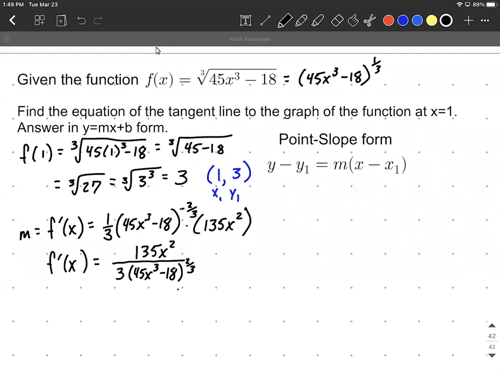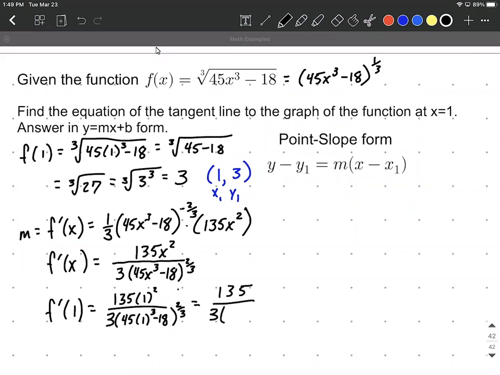Now we need to evaluate this derivative at an x value of 1. So f prime of 1 is going to be 135 times 1 squared all over 3 times 45 times 1 cubed minus 18 raised to the 2/3 power. So 135 over 3 times 27 raised to the 2/3 power, which when we put this into our calculator, we're going to eventually get 5. Remember, that was our slope, 5. So we have our point, we have our slope. Let's plug into the point slope form of a line.